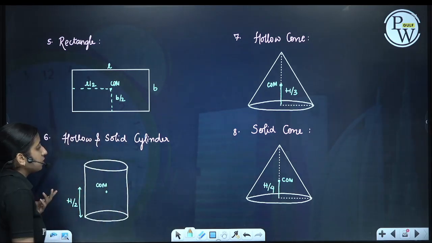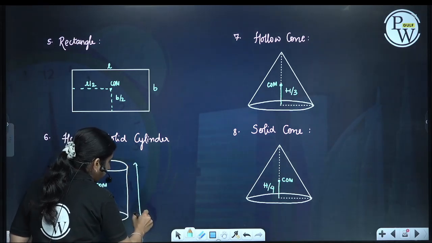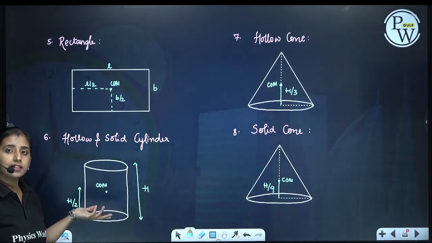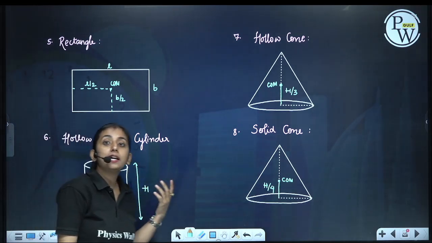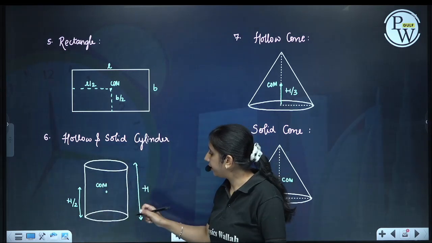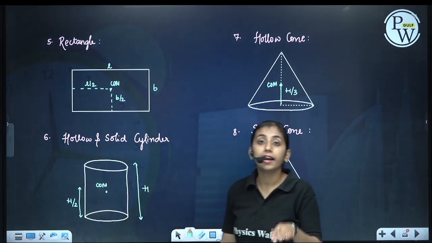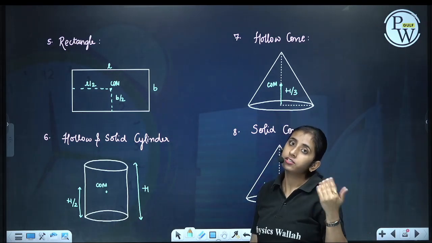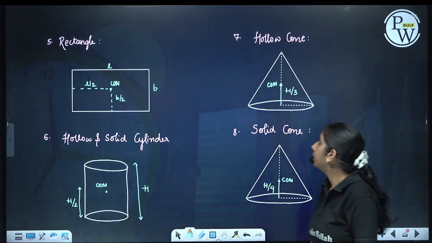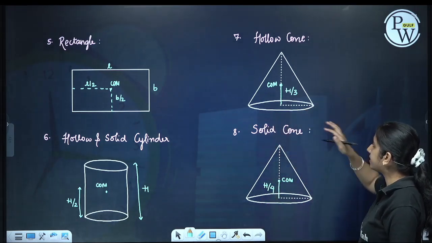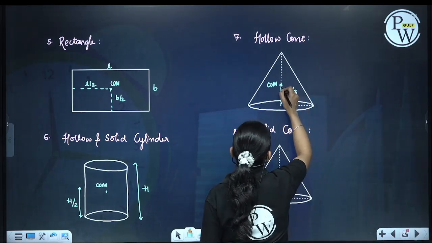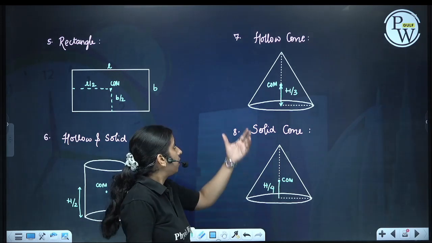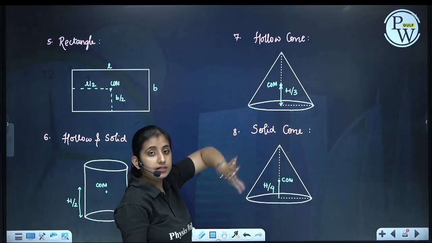If we have a hollow cylinder or a solid cylinder, any type of cylinder, of height h, then the center of mass is at height h by 2, exactly in between the center of the cylinder. Next is the hollow cone. For a right circular hollow cone, the center of mass is at a distance h by 3 from the base.